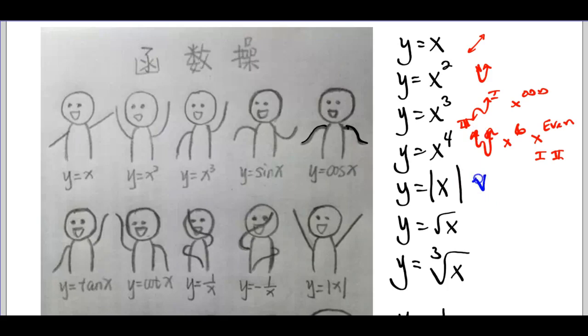This is the absolute value. It's a V-shaped graph. You can remember that. Square root function: over 1, up 1; over 4, up 2, because the square root of 4 is 2, so there's a point (4, 2).